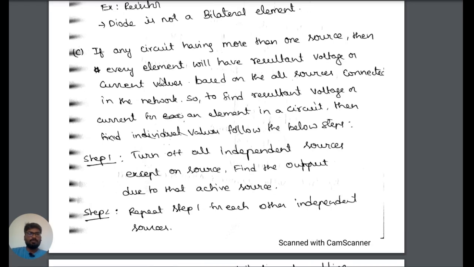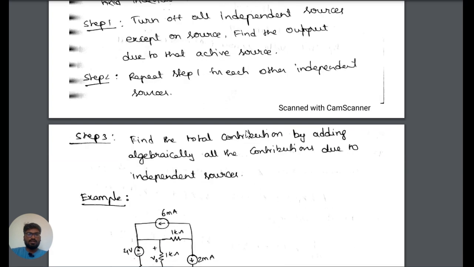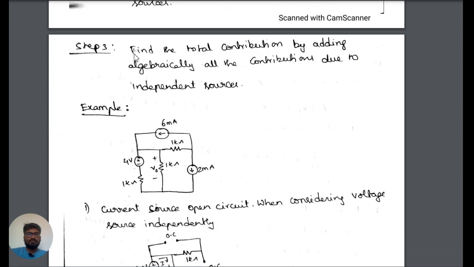Well, now solving the problem using a few steps. Step 1: turn off the independent sources except one source at a time, and solve the circuit, and at last do the algebraic sum of all contributions from the independent sources. This can be explained with a small example. There are three sources, so first one source should be taken and the remaining should be removed.